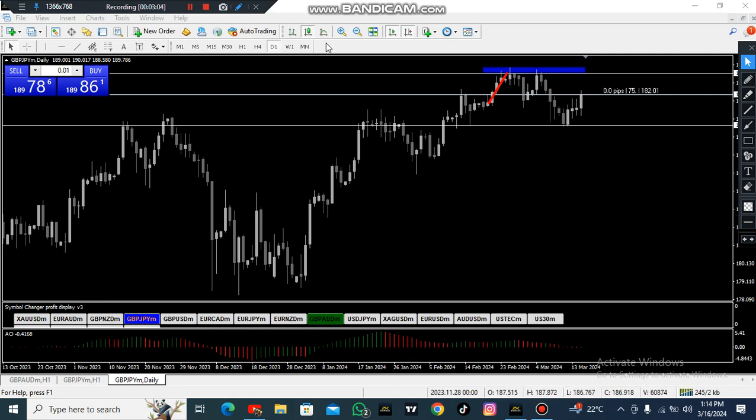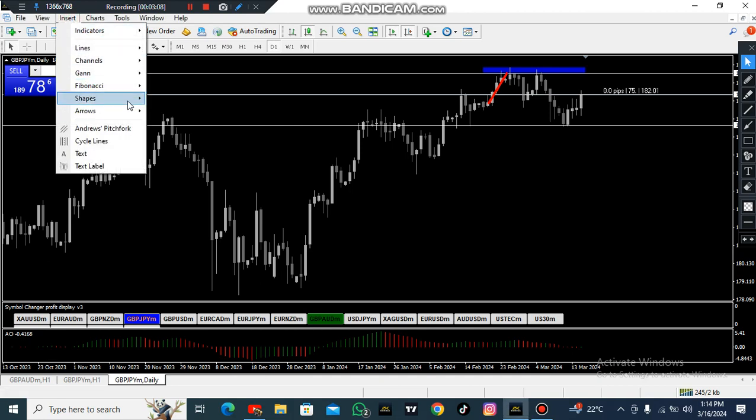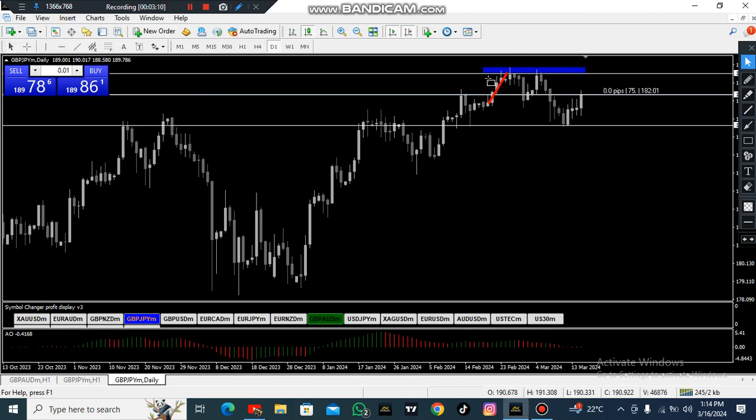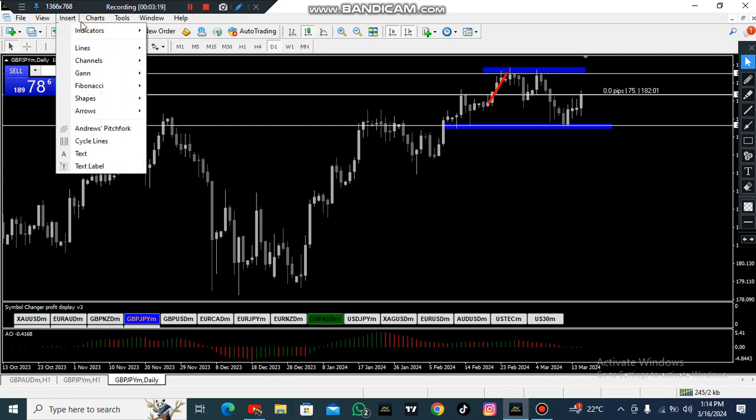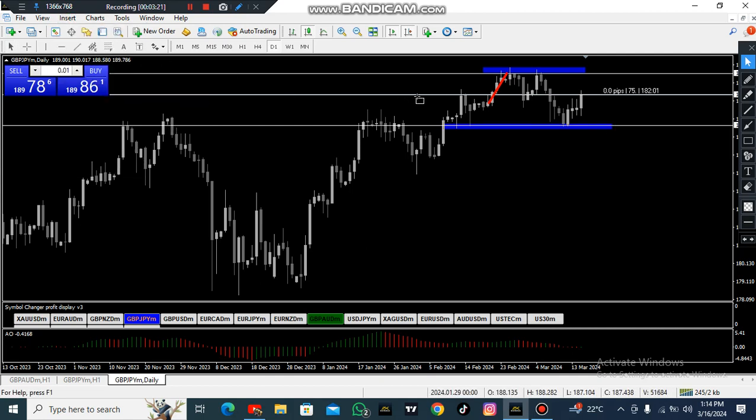So as you can see, let us draw our zones now. This is the supply zone, and this is the demand zone down here. And also we can make a zone for this one. We are still in D1, guys. We are still in daily. So this is it. And now let us go to 4 hour.